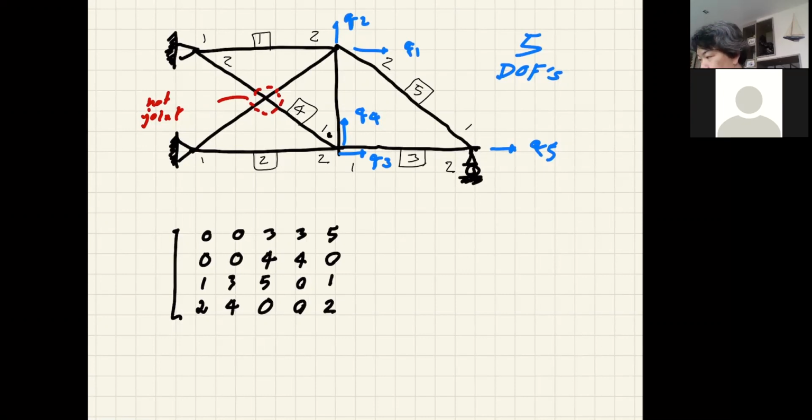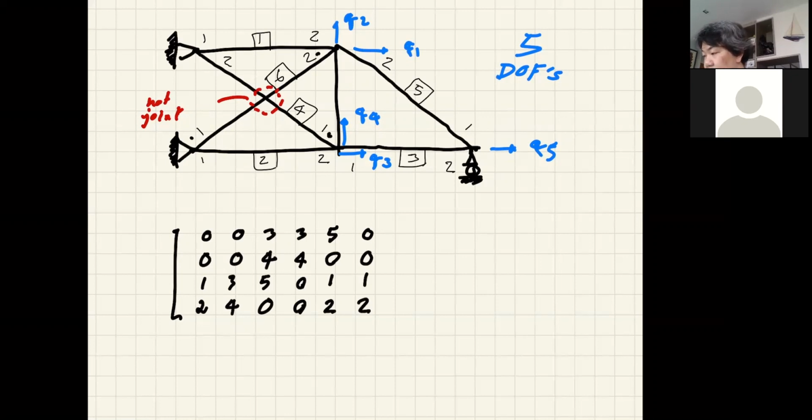Number 6, let's call this one number 6, with the local node 1 and 2, okay? So for member number 6, local node 1 is right there where the hinge is. So it is 0, 0. And local node 2 is where you have Q1 and Q2. So it becomes 0, 0, 1, and 2.